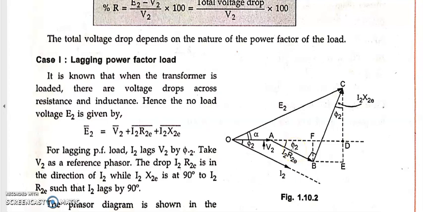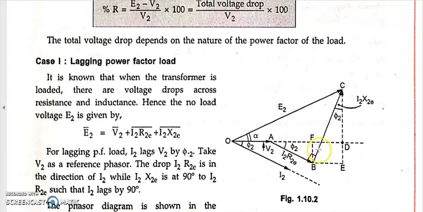Okay, and if this is phi 2 and we know that this is 90 degrees, then what is this angle? Tell me. Because we know that the sum of the angles in a triangle is equal to 180 degrees, and this is 90 degrees. So 180 minus 90 minus phi 2. This is 90 minus phi 2.